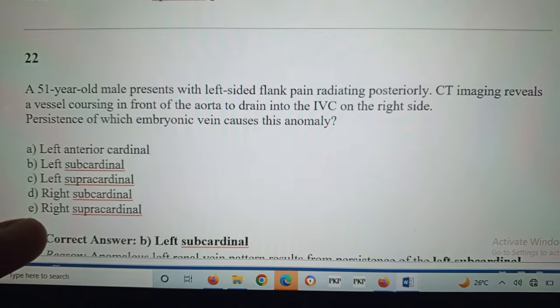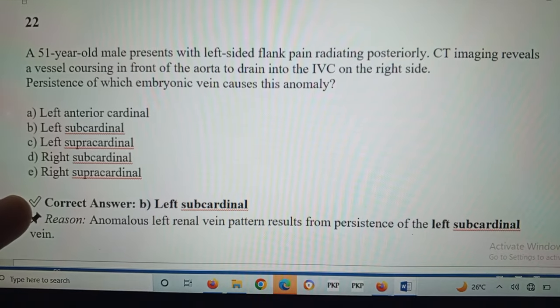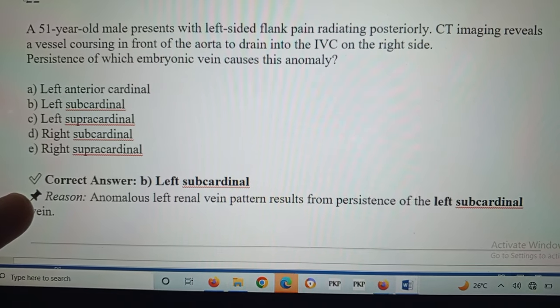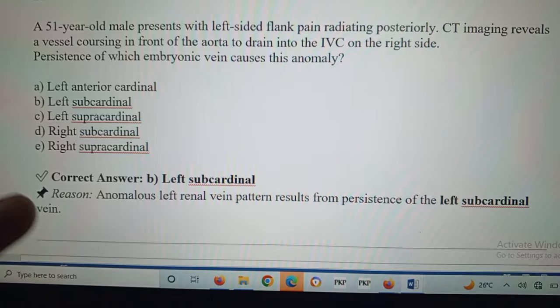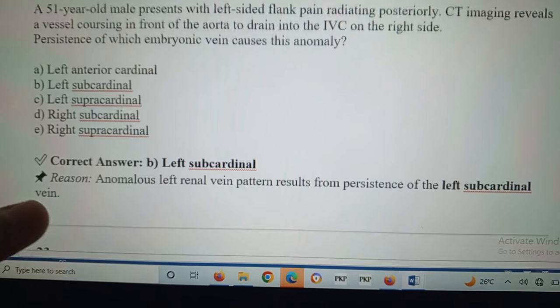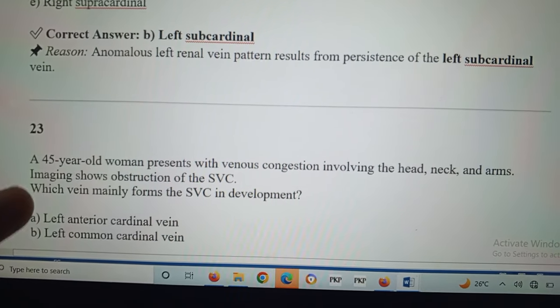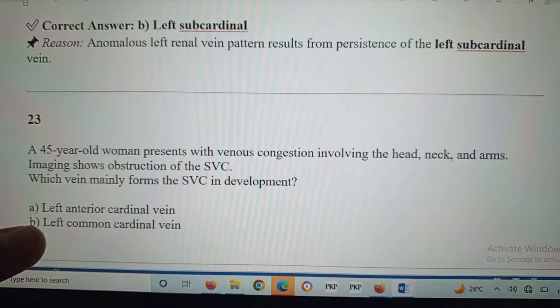A 51-year-old male presents with left-sided flank pain radiating posteriorly. CT scan imaging reveals a vessel coursing in front of the aorta to drain into the inferior vena cava on the right side. Persistence of which embryonic vein causes this anomaly? Left subcardinal vein. Anomalous left renal vein pattern results from the persistence of the left subcardinal vein.